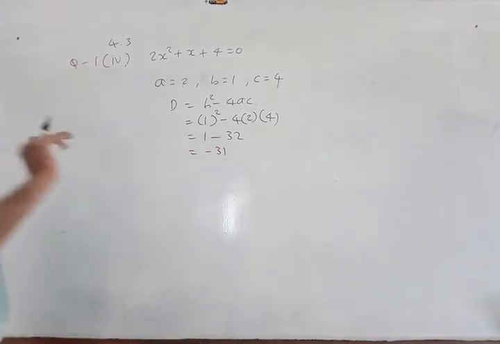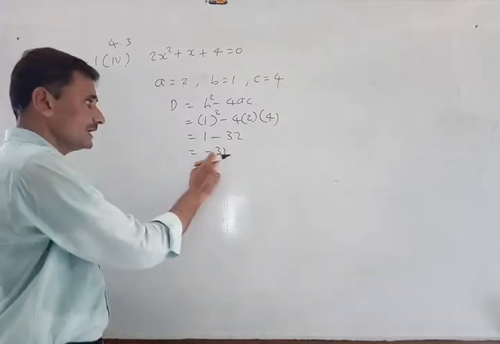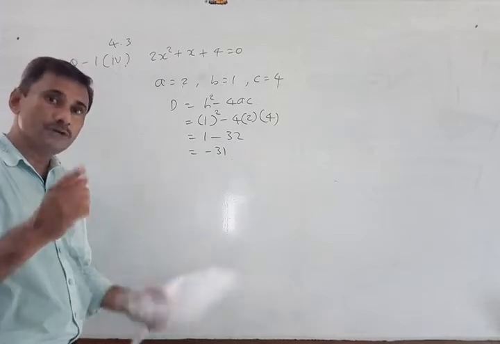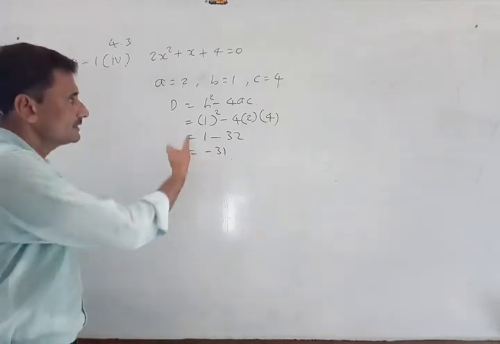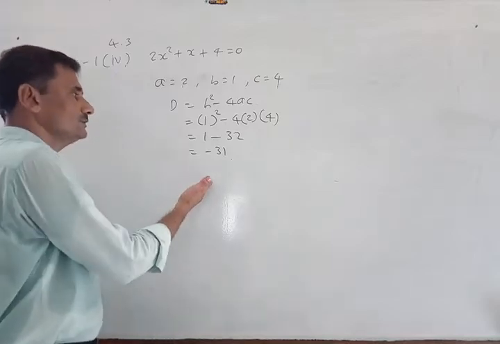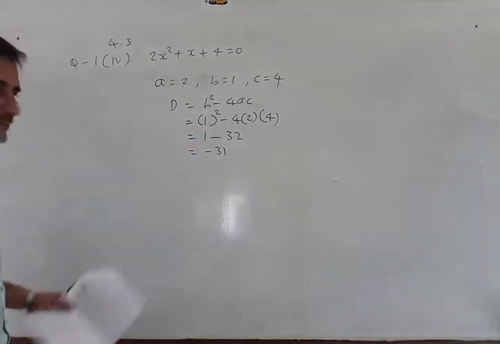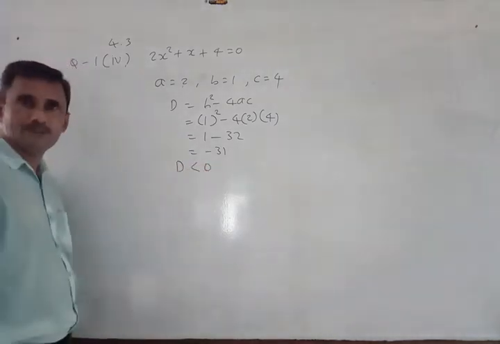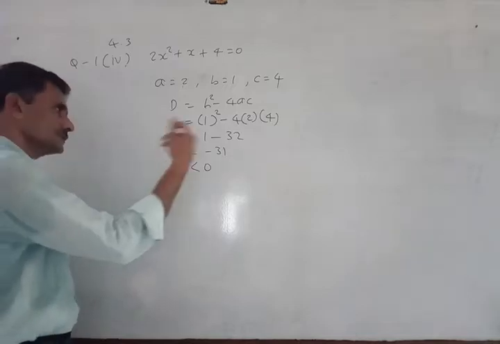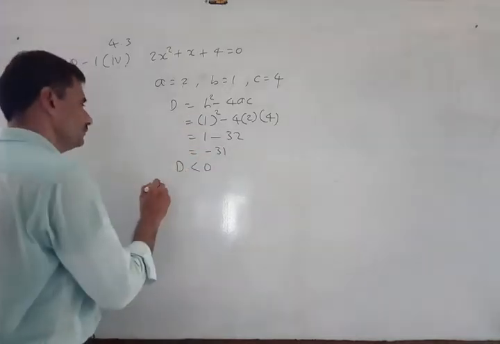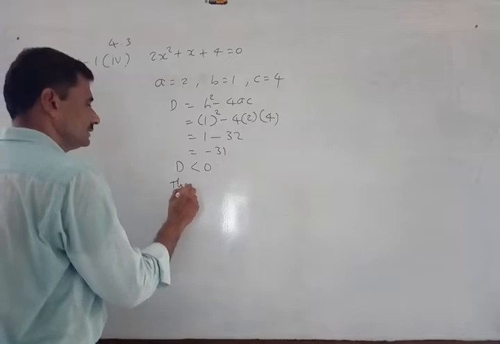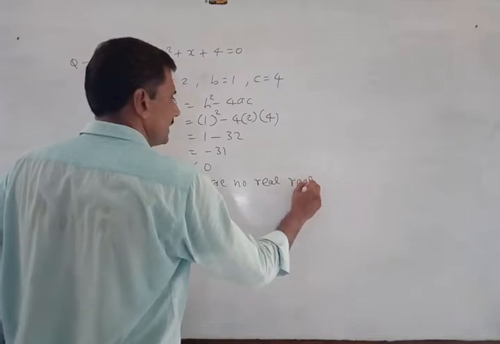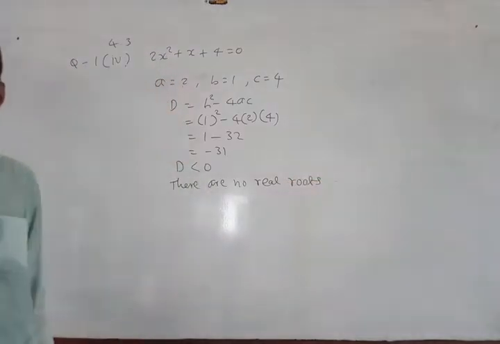Just like in the completing square method, whatever we were getting on the right side is nothing but the discriminant. So here also root D does not belong to the real numbers. You have to give the answer this way: D is less than 0. So how many roots? No roots. Therefore, there are no real roots. Otherwise, you can write x does not belong to R, real numbers.